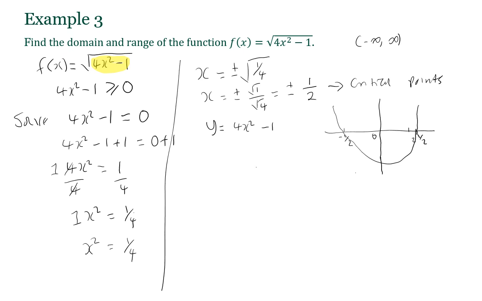Since we want 4x squared minus 1 to be greater than or equal to 0, we want to find the x values where this curve is over the x-axis. So that is all these places.